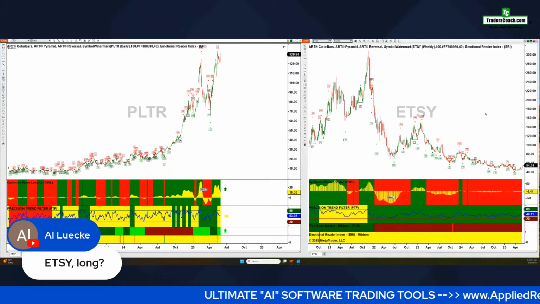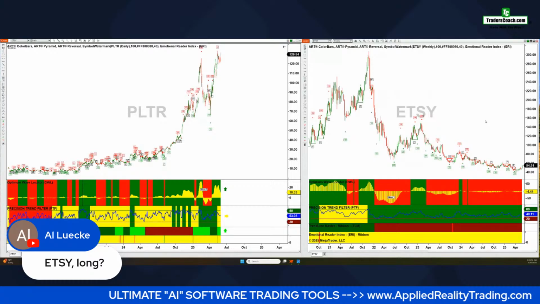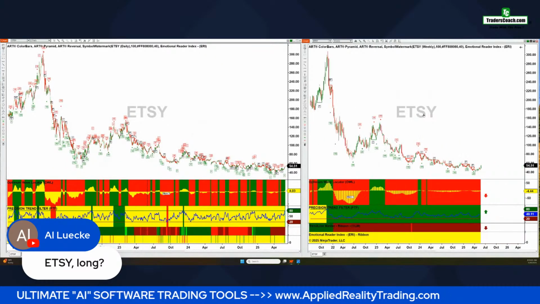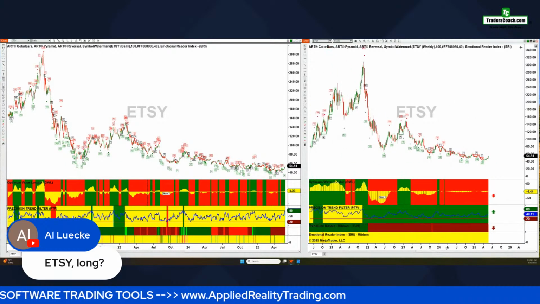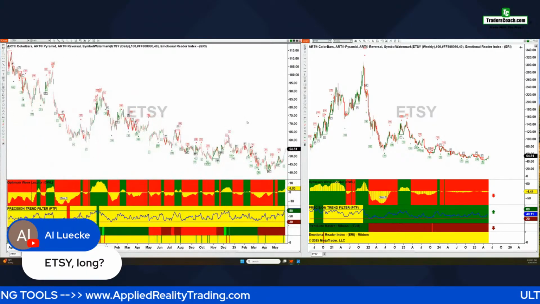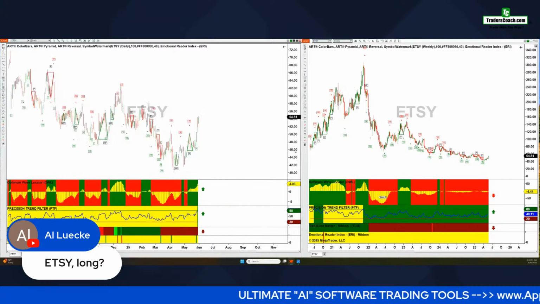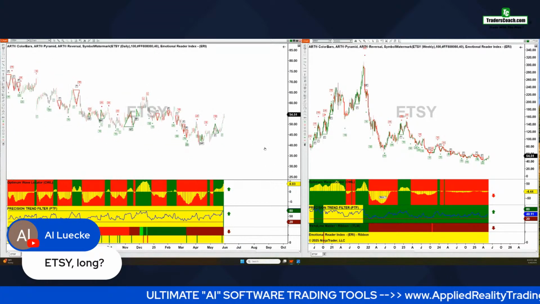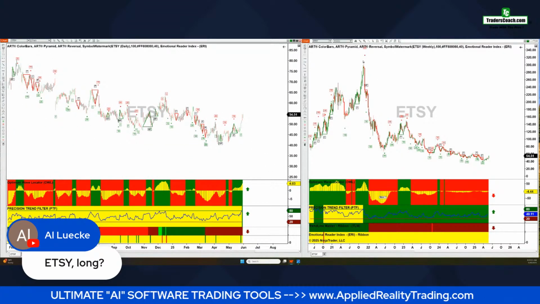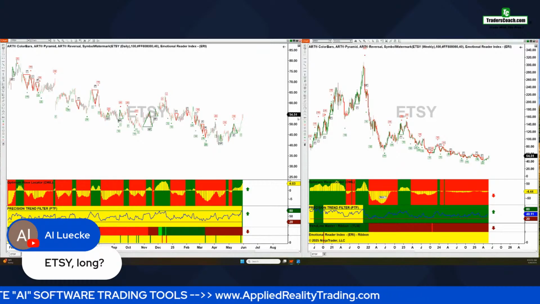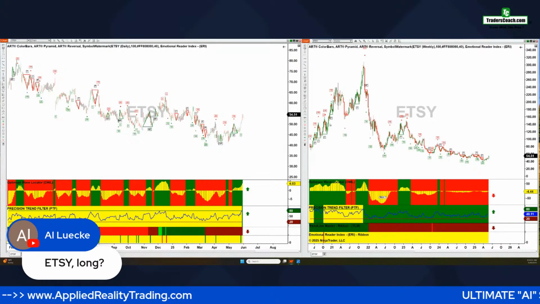All right, ooh, ETSY. Now this one is looking interesting. PTF is green here, and the price structure has changed from a downtrend to an uptrend. So now I want to pay attention more than ever to that green PTF for a target. You're talking quite substantial. I'm going to put this one down as a buy. This is a great one.